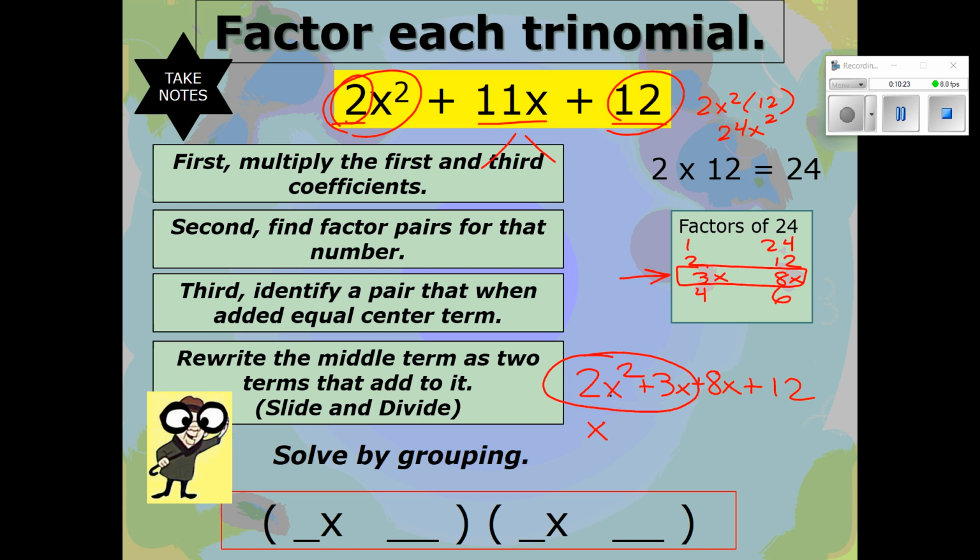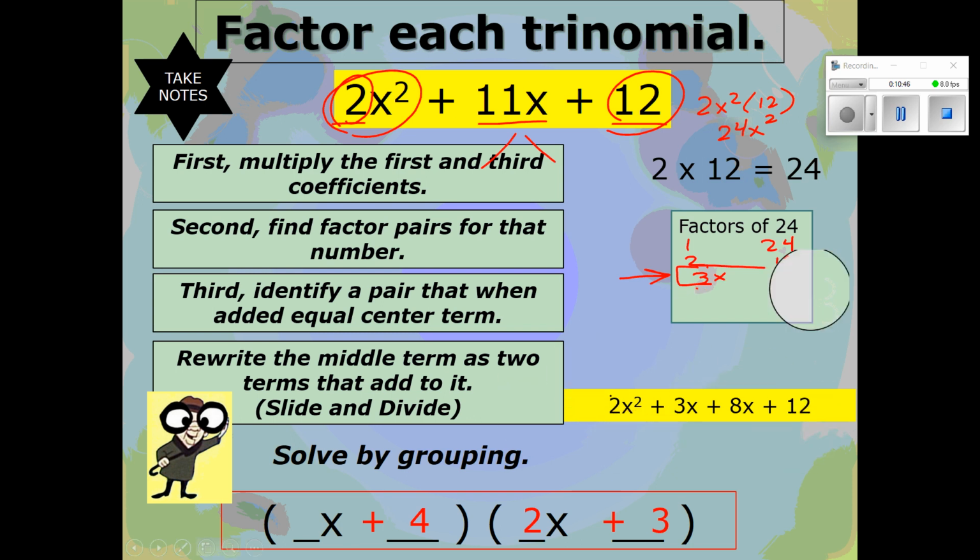I can pull out an x. That would leave a 2x plus 3. So we know over here we're going to have a 2x plus 3. So I factored a 4 out because this would be 8x and this would be 12. And now we can identify our two binomials. We have x plus 4 on the outside, and then we have 2x plus 3 on the inside. Two binomials that multiply together to get that.